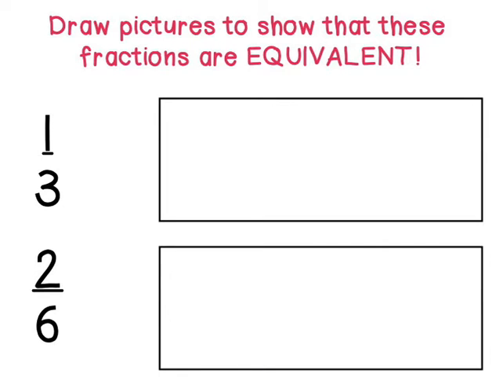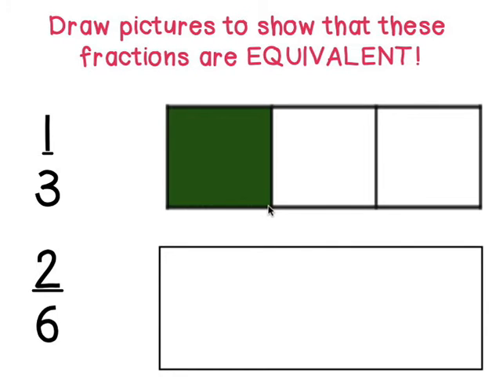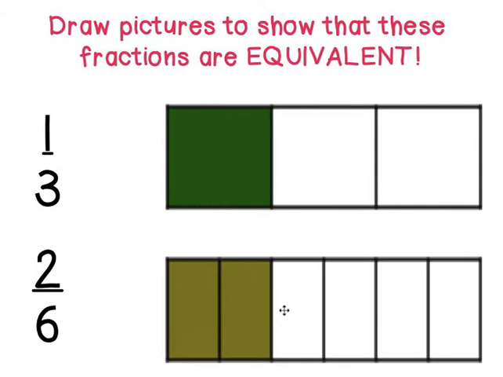So if we want to draw a picture to show that fractions are equivalent, the easiest way, in my opinion, is to use rectangles. So if we show 1/3 in a rectangle, it looks like this. If we show 2/6 in a rectangle, it looks like this. And we can see that these are equivalent fractions just using different numbers.